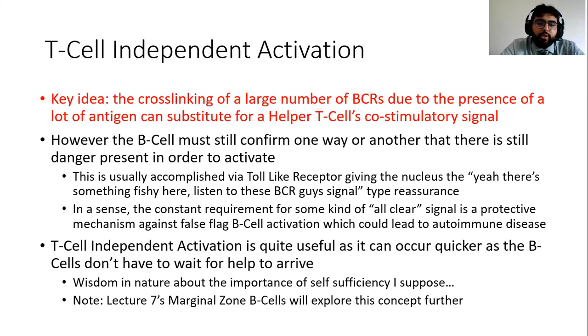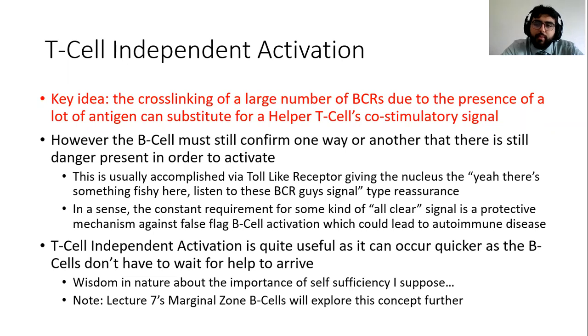So this is just pretty much a repeat of what we're saying. For it to be an independent activation, if there's just so much cross-linking happening, it can kind of overcome the need for a co-stimulatory signal. But mind you, even for this to occur, the B cell must know that there is a fight even on. Otherwise, we'd have an autoimmune mess. So how does the B cell know that a fight is on?